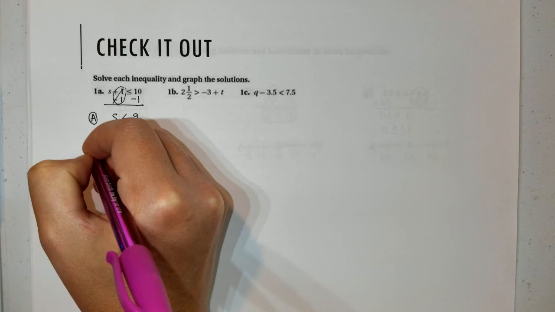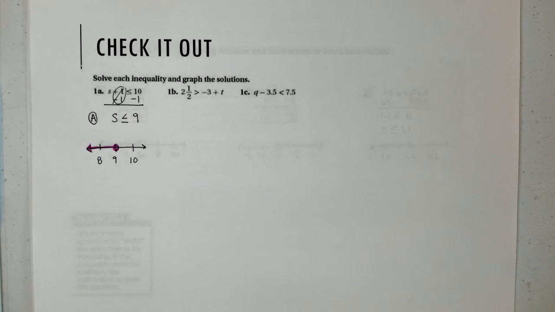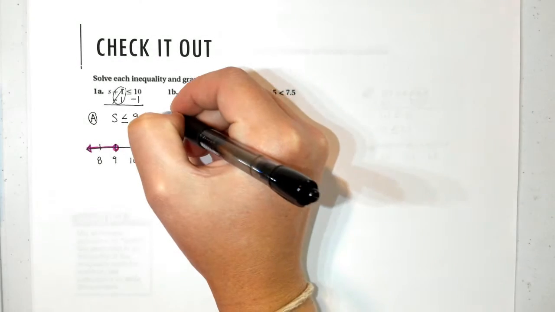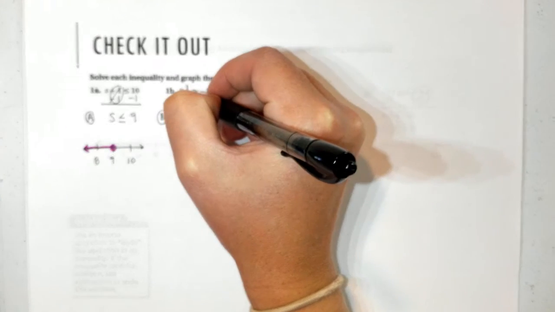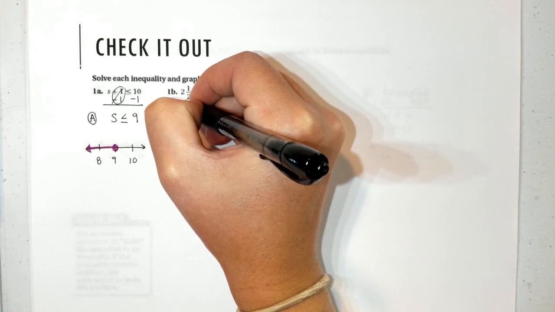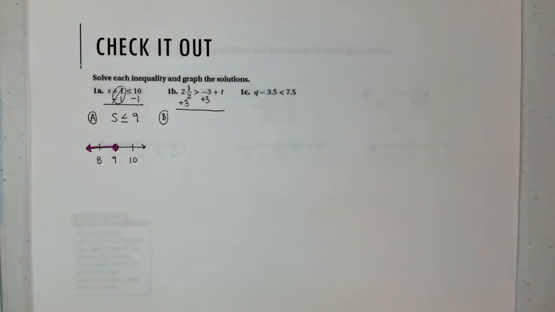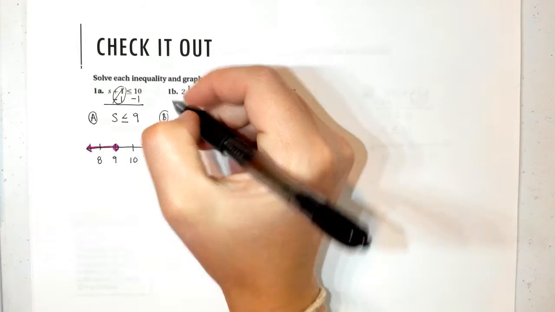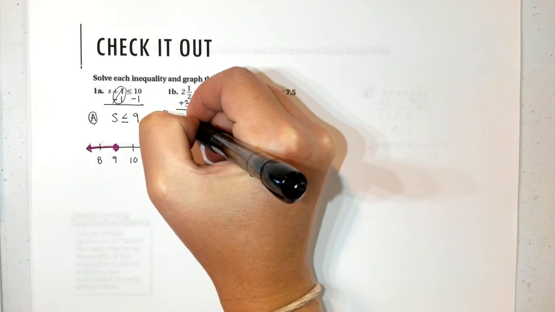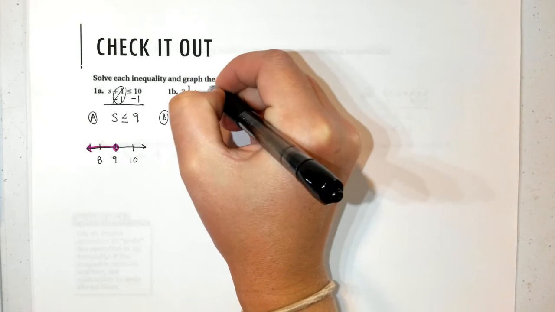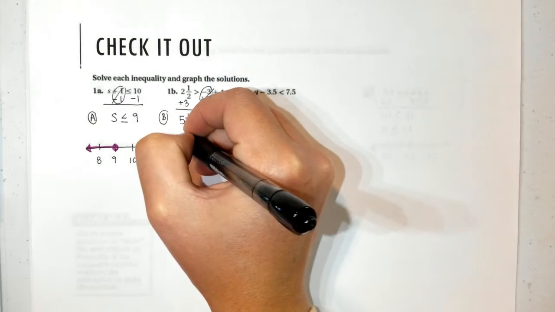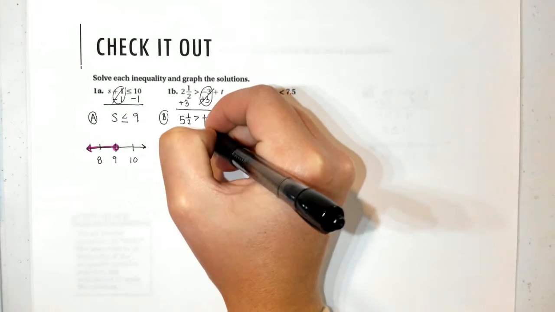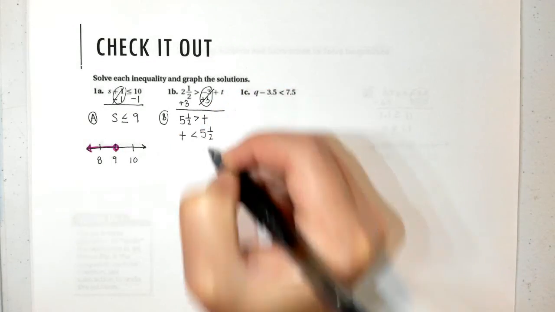Draw my arrow. B, I have 2.5 is greater than negative 3 plus t. So I'm going to add 3 to both sides. 2.5 plus 3 gives us 5.5. Greater than. Negative 3 plus 3 gives me 0, and then I have t. And then I'm going to flip my inequality. So t is less than 5.5.